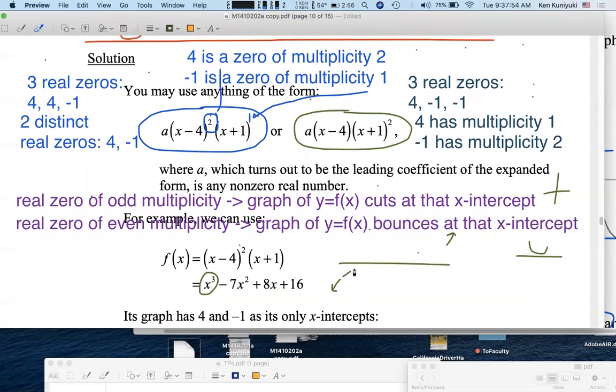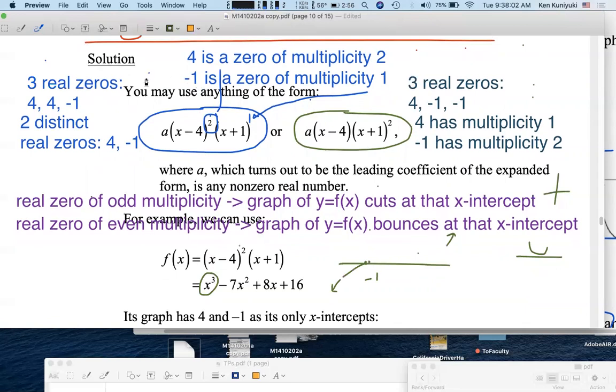So what's going to happen? We go up to, all right, well, here's -1. At -1, we have an x-intercept. -1 is a zero of multiplicity 1. Because the multiplicity is odd, do we cut or bounce? We cut, because 1 is odd. We cut.